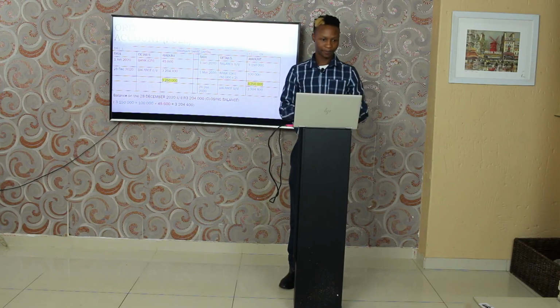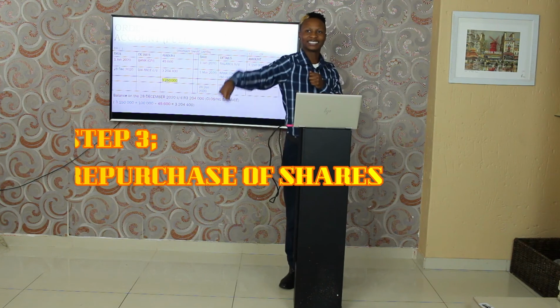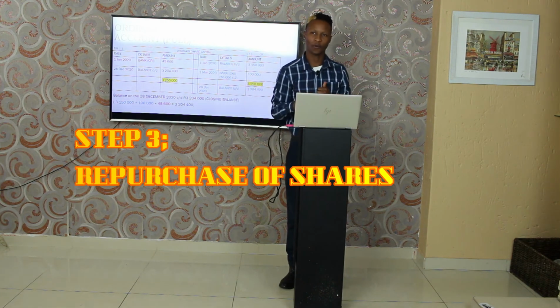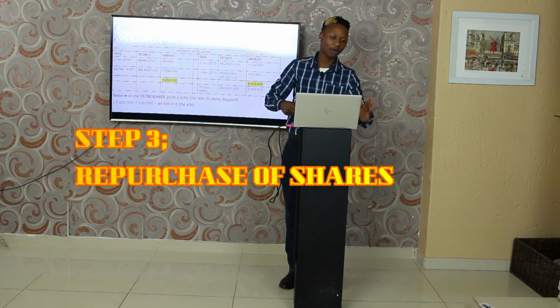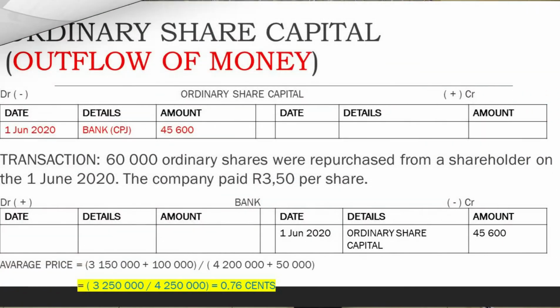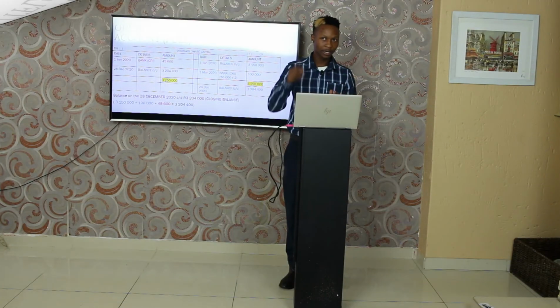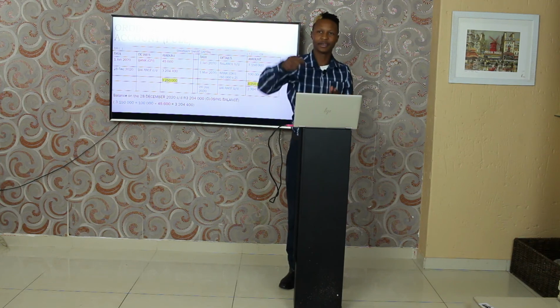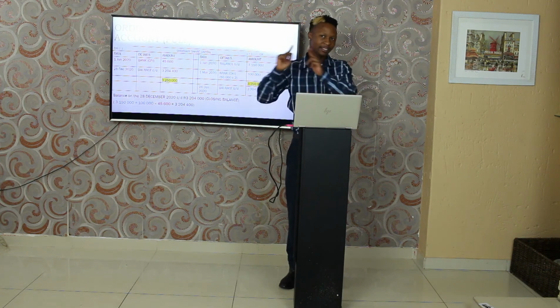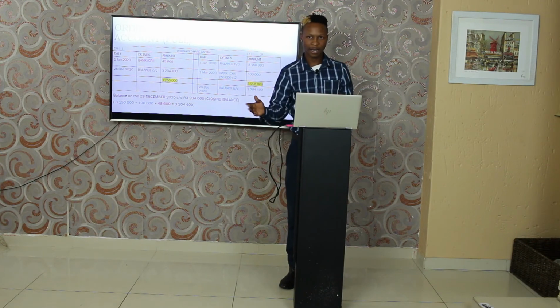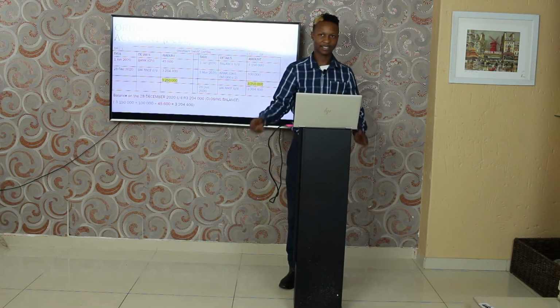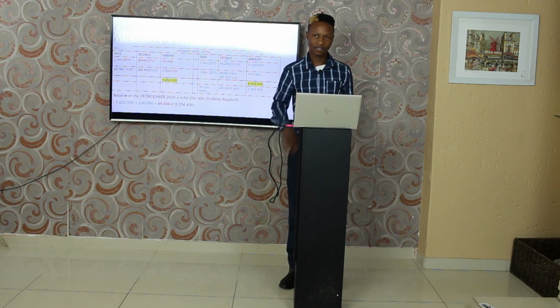Now our step 3, we are taking money from our company. It's an outflow of money. We decided to repurchase shares from our shareholder. It will be recorded on our credit side, on the 1st June 2020, bank CPJ. You see, there's a difference between CPJ and CRJ. CPJ, cash payment journal. We are paying, we are spending. CRJ, cash receipt journal. Cash receipt journal on the debit side, cash payment journal on the credit side. You won't struggle here, guys.